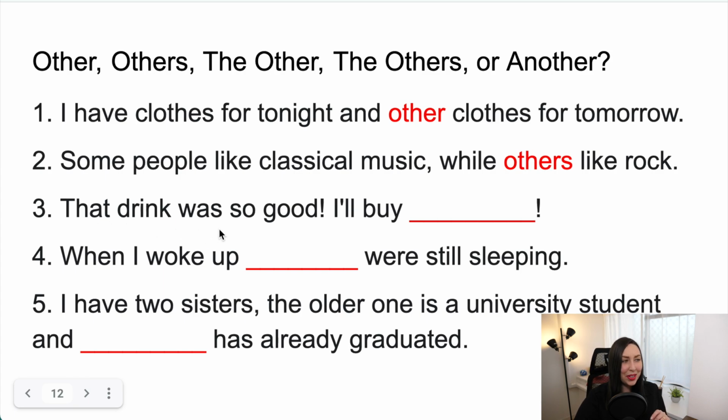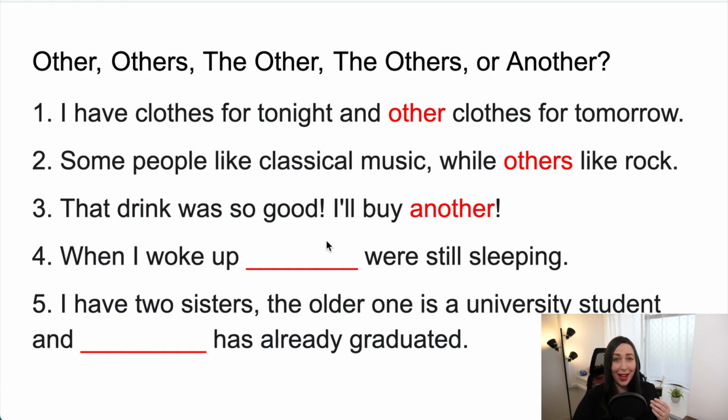That drink was so good. I'll buy. What do you think the correct answer is? Write it in the comments. Maybe a hint is I'll buy one more. Okay, the correct answer is another. That drink was so good. I'll buy another. I'll buy one more. Very good.